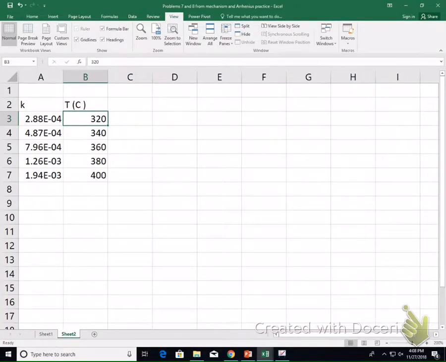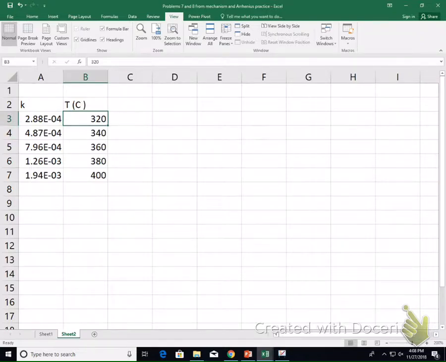Let's do an example using this linearized form of the Arrhenius equation, and let's calculate the activation energy for a reaction. The problem I'm working is number 7 off of the class worksheet that we got and started on Monday. We did the entire thing in class with mechanisms, and we left the last 2 problems blank. Those are Arrhenius problems. All right, so given some rate constant data and some temperature in Celsius data, I wanted to see if I can calculate the activation energy.